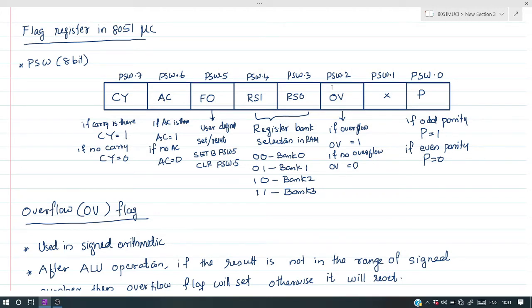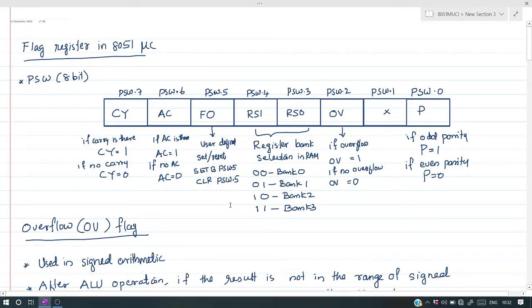PSW is an 8-bit register. Also, it is bit addressable. That is, any bit of PSW can be set or reset using SETB and CLR instructions, that is, this type of instruction. For example, whenever this instruction is executed, SETB PSW.5, this bit will be set without altering other bits of this PSW. Similarly, whenever this instruction is executed, CLR PSW.5, this bit alone becomes 0 without altering other bits' content. The structure of PSW is shown in the figure.